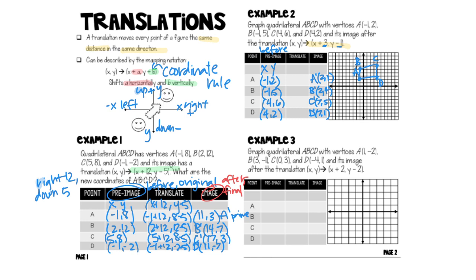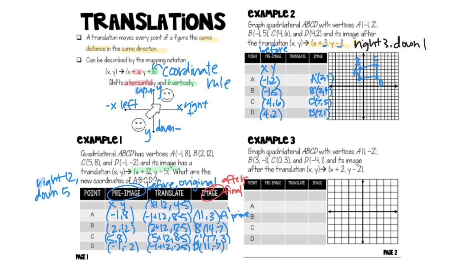Okay, so to check our answers, we should have gotten A prime was 2, 1. B prime 2, 4, C prime 7, 5, and D prime 7, 1. Now, to think about our coordinate rule here, x plus 3 means that we're going to be moving to the right, and then y minus 1 means we're going to be moving down. So I'm going to write that. Right 3, down 1.